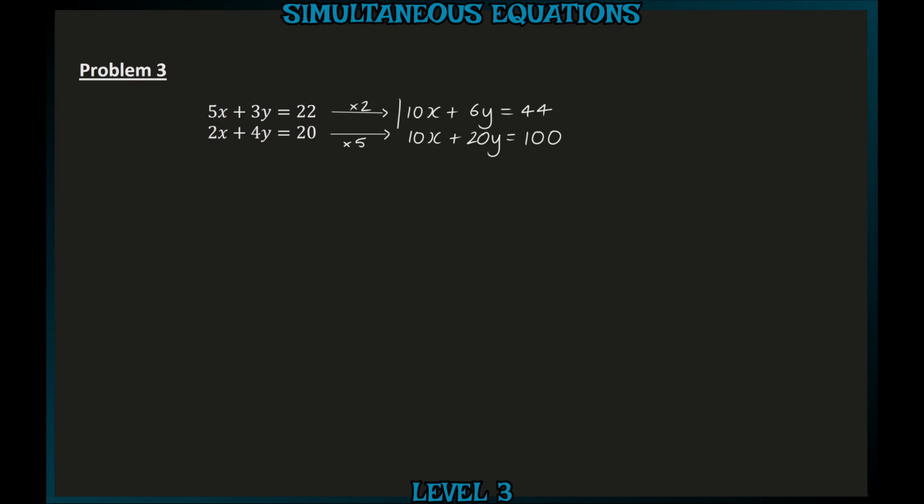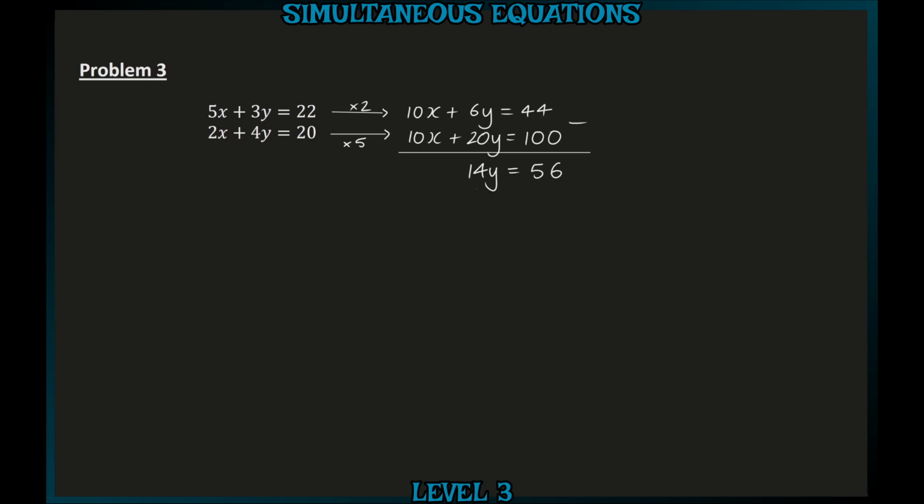Now, since we're eliminating the x's here and they both have the same sign because they're both positive, we're going to subtract them. So we can either subtract the bottom equation from the top equation or the top equation from the bottom one. It doesn't matter which way around you do these, it looks slightly easier here to subtract the top equation from the bottom. So let's do it that way. So 10x minus 10x is 0, 20y minus 6y gives us 14y, and 100 minus 44 gives us 56.